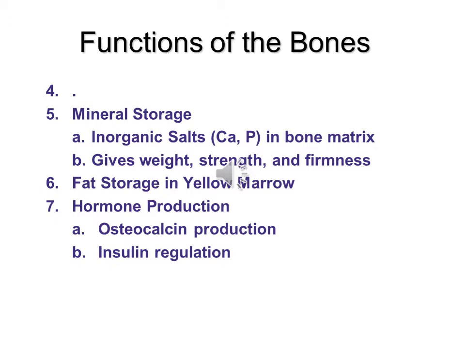As we continue on with the functions, bones are also for mineral storage. For example, inorganic salts like calcium and phosphorus in the bony matrix. It's going to give weight and strength and firmness to the bones. We also have fat storage in the yellow marrow, which you'll find we talk about in the structure of a long bone in the medullary cavity in the center of the long bone. And then there are some hormones that are produced here, like osteocalcin production, which is going to help regulate insulin secretion, glucose homeostasis, and energy expenditure.